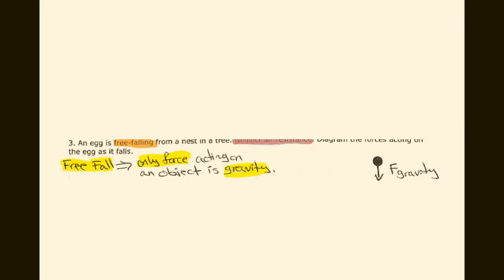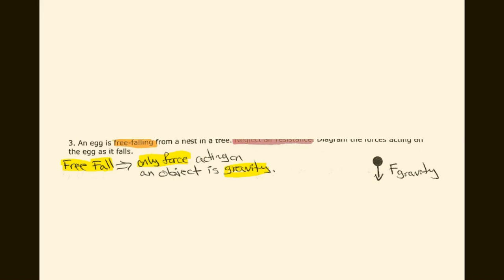Okay, an egg is free falling from a nest in a tree. Neglect air resistance, diagram the forces acting on the egg as it falls. So one of the key words to always pay attention to is free falling, and we'll get into that in a second. Free fall means that the only force acting on an object is gravity. We did this with free fall objects previously, we just never drew FBDs for them. But we said when something's free falling, you no longer have control over it. Nobody does.